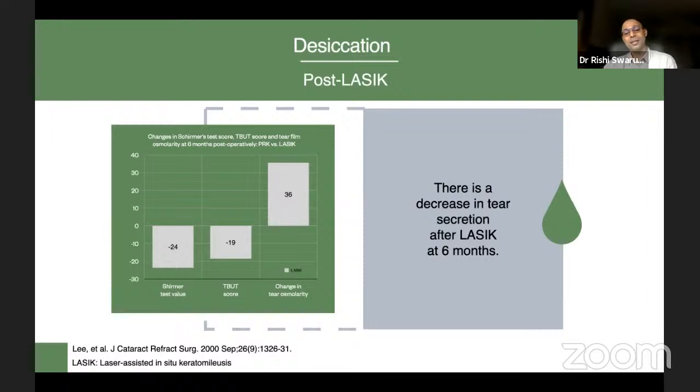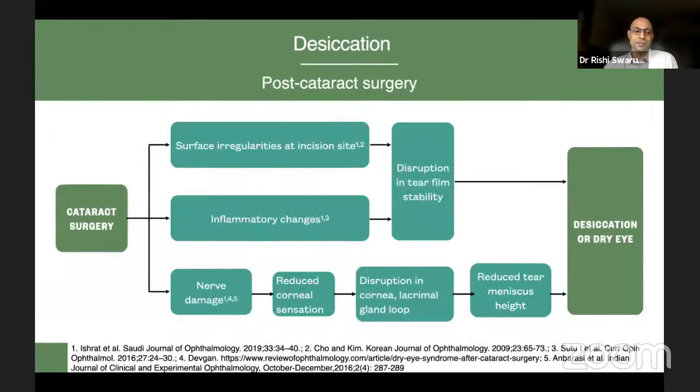And it's important that when we are counseling our patients for refractive surgery, we must warn them about dryness, because this does happen in a lot of them, and it can take a few months for their eyes to come back to normal. Cataract surgery, what happens? This was about LASIK. What happens in cataract surgery?